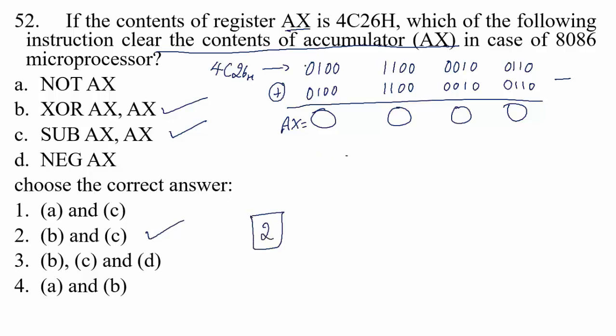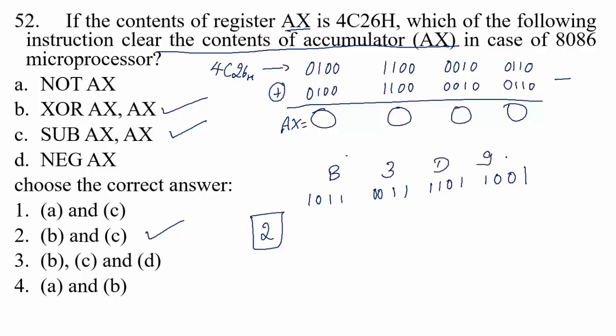NEG AX means, say suppose you are having 4C26. What is negation of 0? It is 1. What is negation of 1? It is 0. So you will be getting the data which is something like this. What is negation of 0? It is 1. What is negation of 1? You will be getting 0. So this is the data you will be getting, which is 1011, that is B3D9.